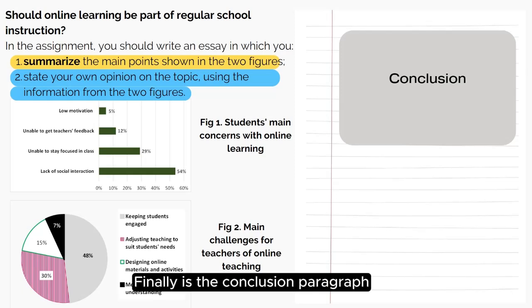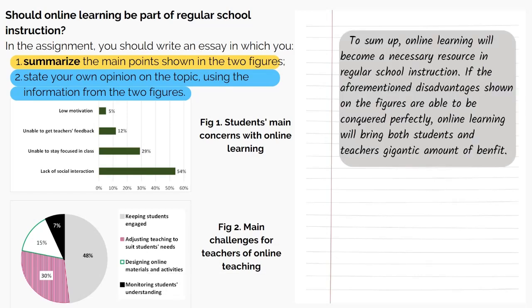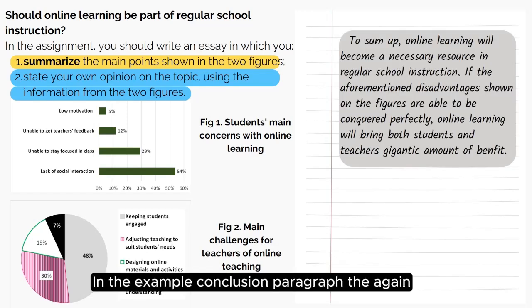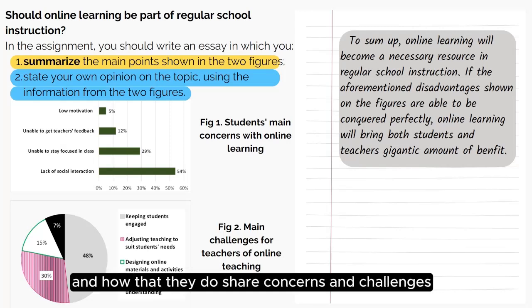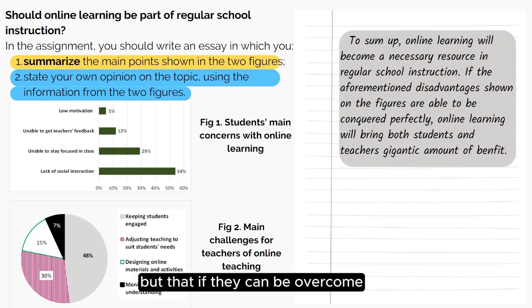Finally is the conclusion paragraph. Again, this is short and concise. In the example conclusion paragraph, they again restate their opinion that online learning is necessary. They do mention the figures again and how they do share concerns and challenges, but that if they can be overcome, online learning has many benefits for students and teachers.